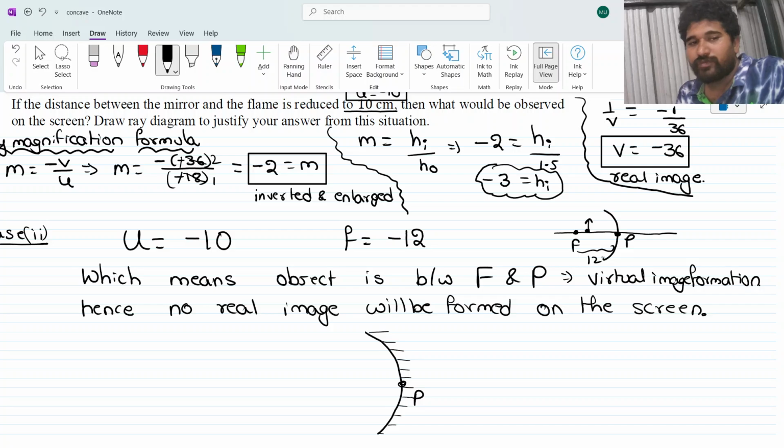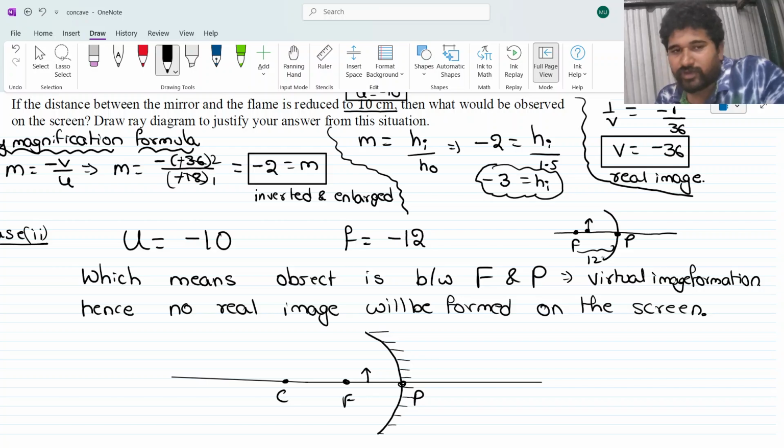This is the pole. You can draw its ray diagram. This is the focus. Here is the object you take, and here is the center of curvature you take. Okay, one ray. How will you take one ray? Okay, sent in this way. Its reflected ray will be again in the same direction. Correct?